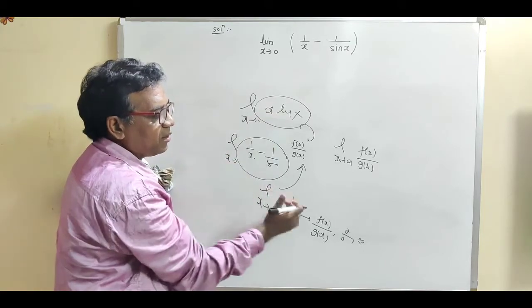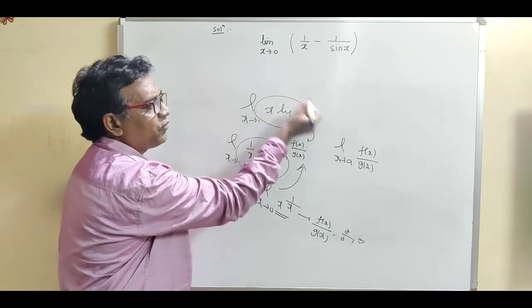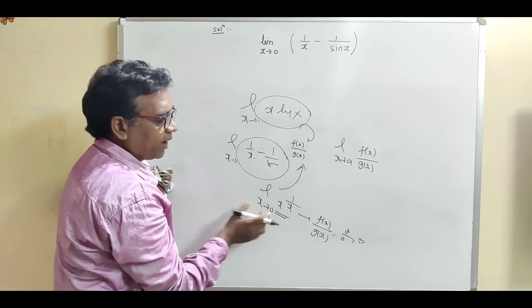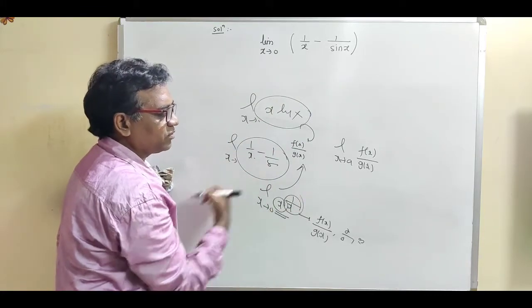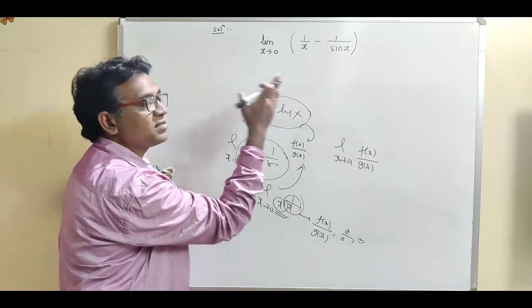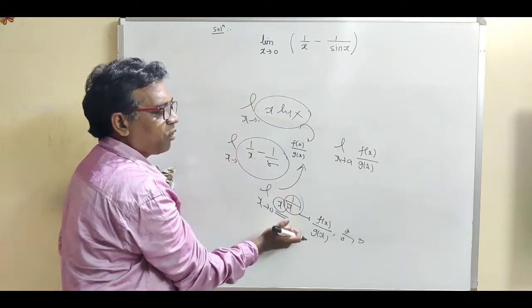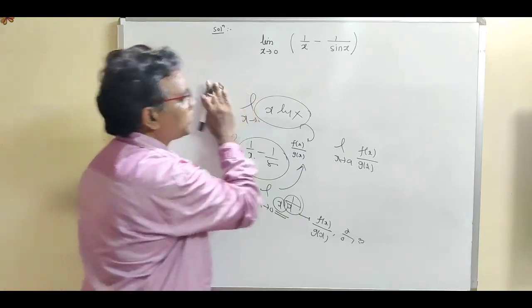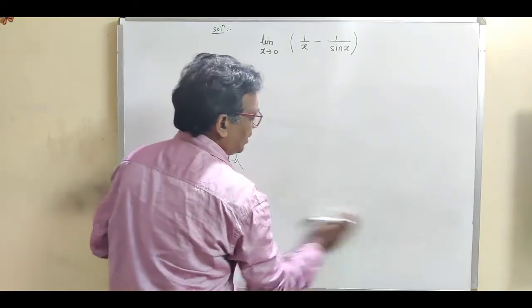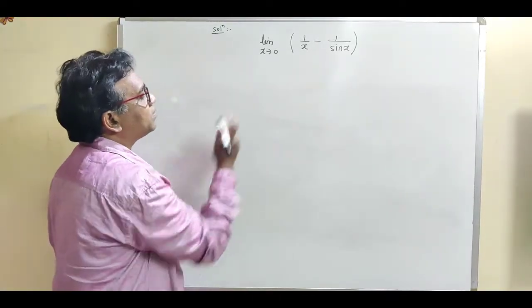And for any other remaining cases, suppose the limit form contains the product form, or a function raised to a function, or the limit form contains subtraction, then what is the method? We have to convert all these forms in terms of division. So first of all, convert this form in terms of division. So this is the method.